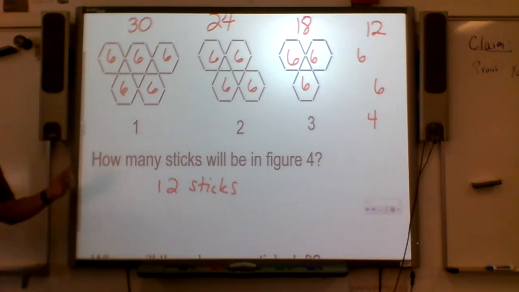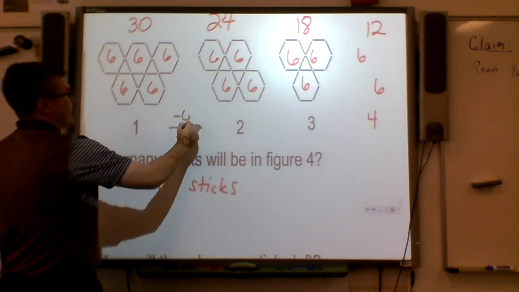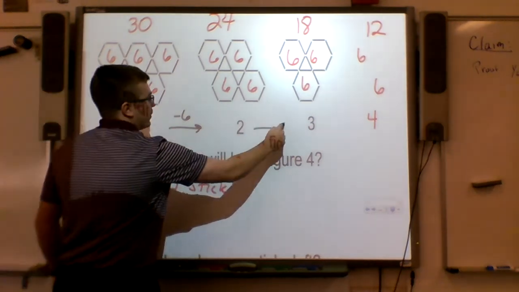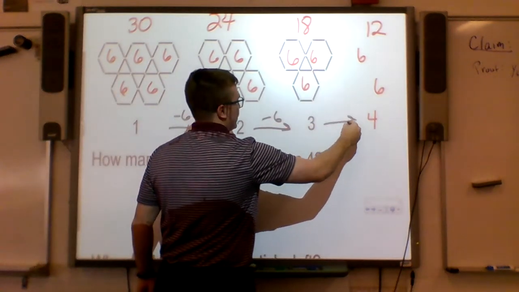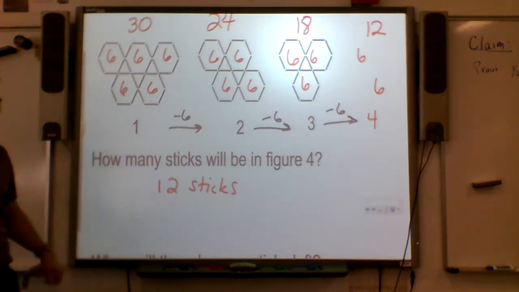So my pattern as I move to the right, as I move from here to here, I subtracted 6 sticks. Here to here, I subtracted 6. I just keep subtracting 6 as I increase in those figure numbers.